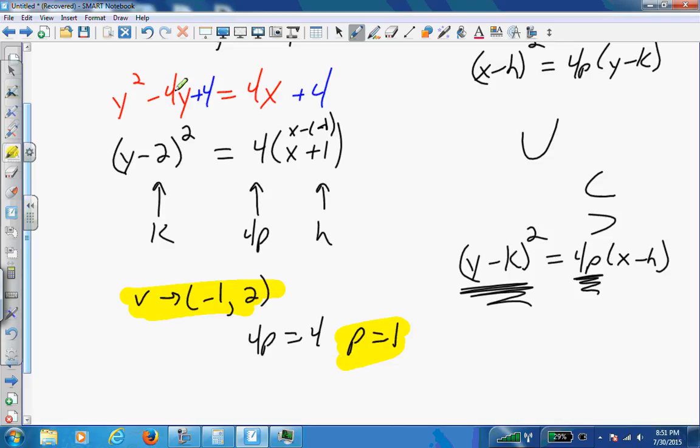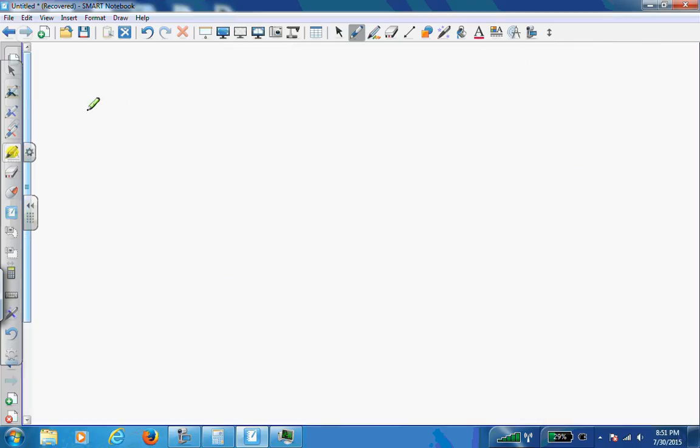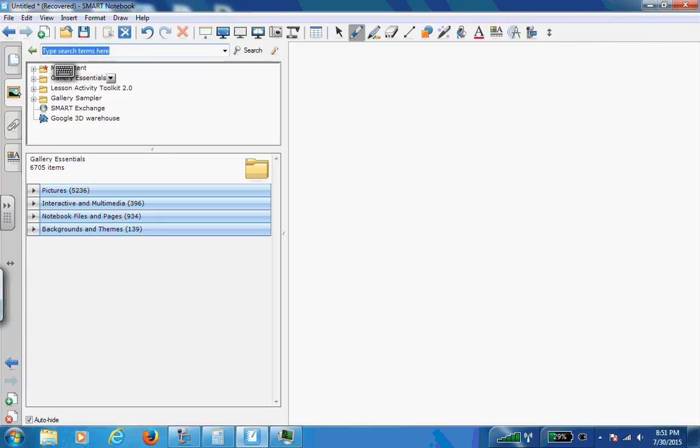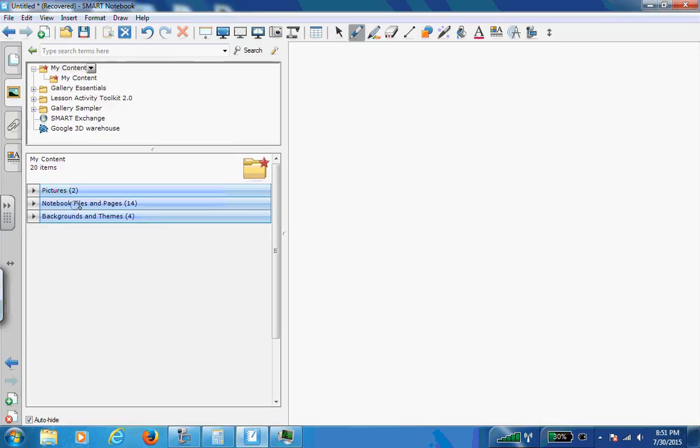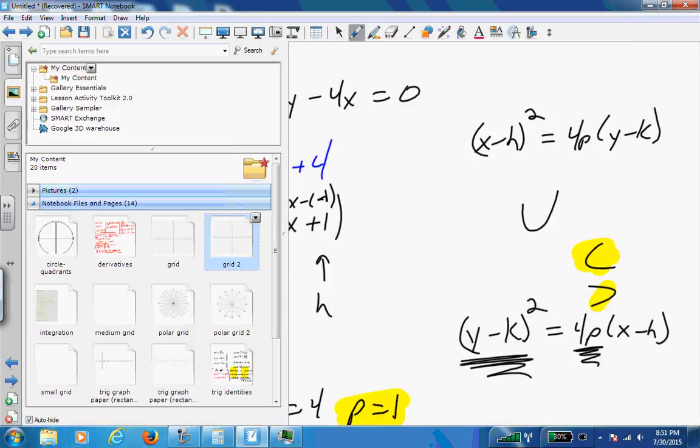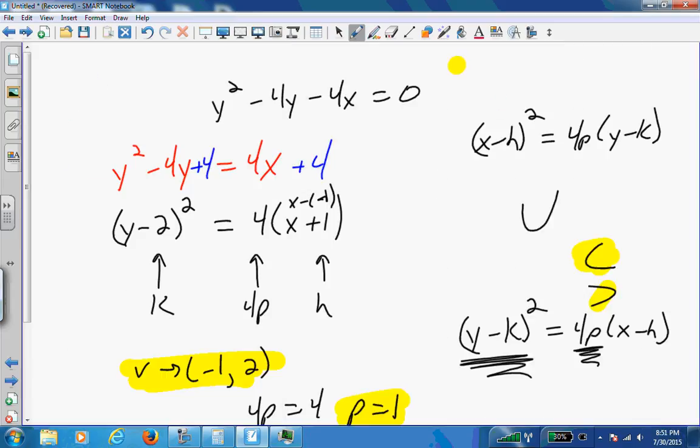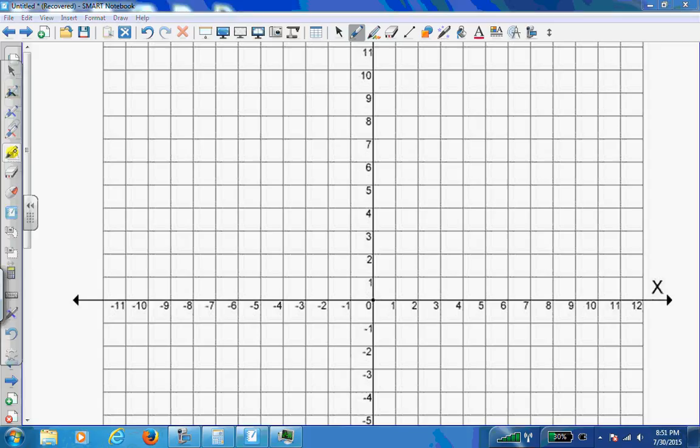So since it's a y squared, we know it's going to be this one or this one. So let's graph that. We pull up a grid. Our vertex is at negative 1, 2. So let's plot negative 1, 2. Our p was 1, and it's positive, so that means it's going to be to the right of the vertex. So there's our focus. Our directrix is p units to the left, so there's our directrix.